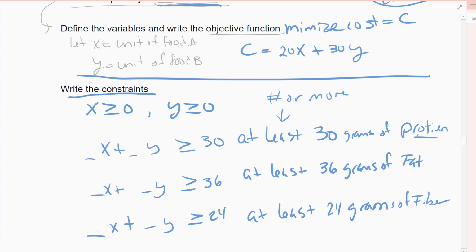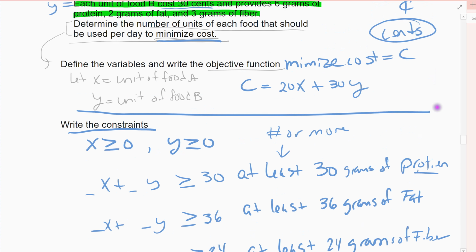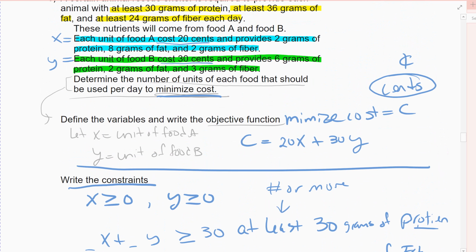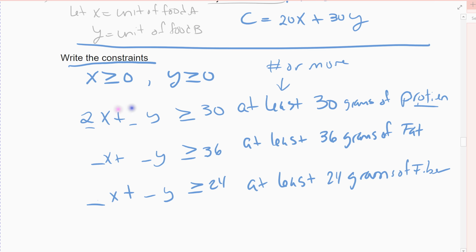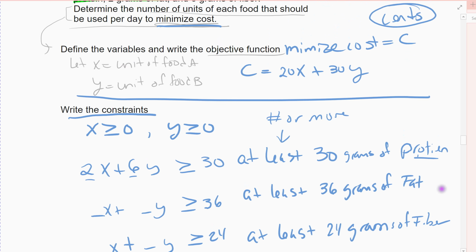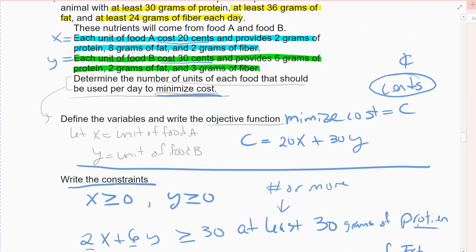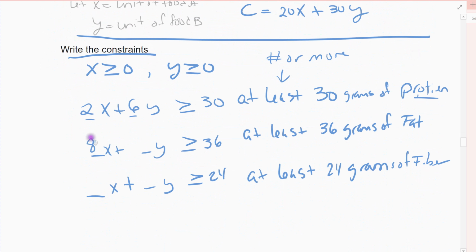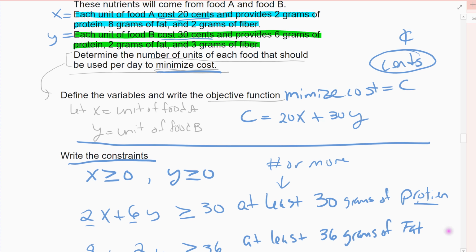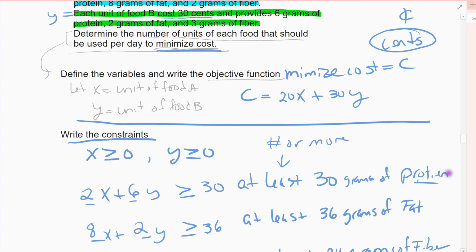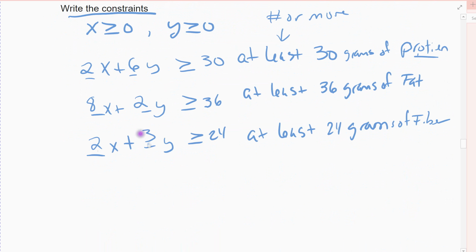So X represents food A, Y represents food B, and I want the protein for food A and B. X has 2 grams of protein, Y has 6 grams of protein, so 2 and 6. Right, now I do the grams of fat. So X has 8 grams of fat, Y has 2 grams of fat. 8 and 2, and then the last would be fiber. X has 2 grams of fiber, and Y has 3 grams of fiber. So 2 and 3.